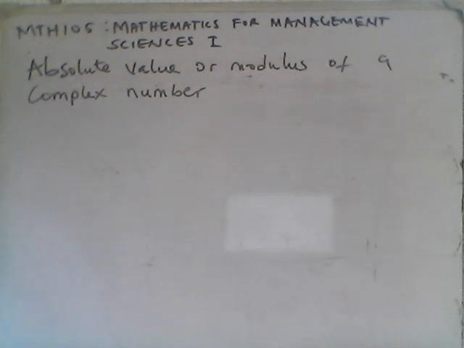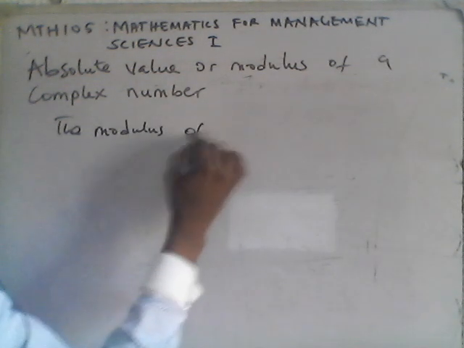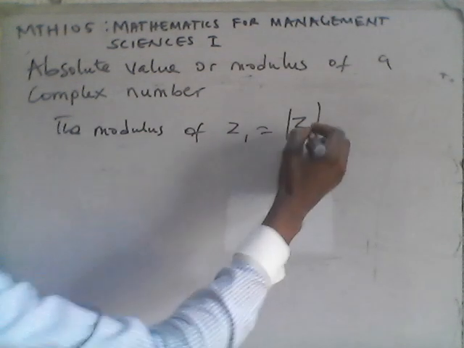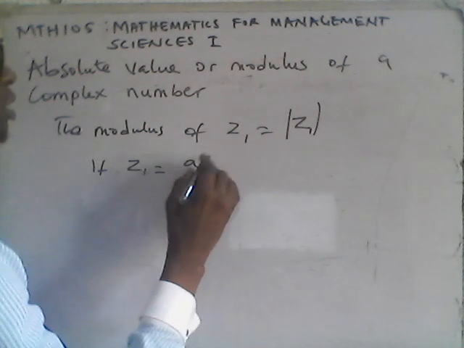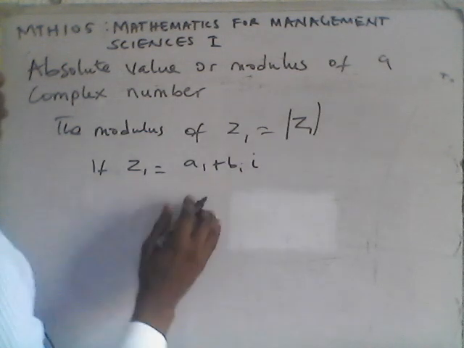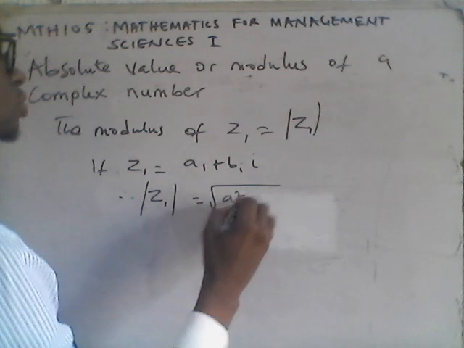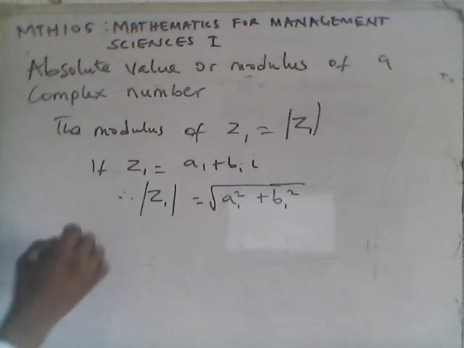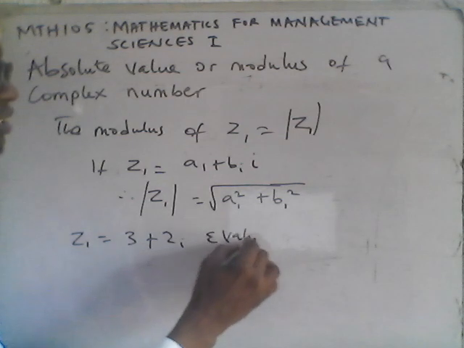Okay, so we dive into the absolute value or modulus of a complex number. The modulus of z1 is written as |z1|, z modulus. What does it mean? If, for instance, z1 is equal to a1 plus b1i, therefore the modulus of z1 is equal to the square root of a1 square plus b1 square. This is just the modulus. So if, for instance, you are given z1 is equal to 3 plus 2i, and they say evaluate, you'll be seeing this in your exam.